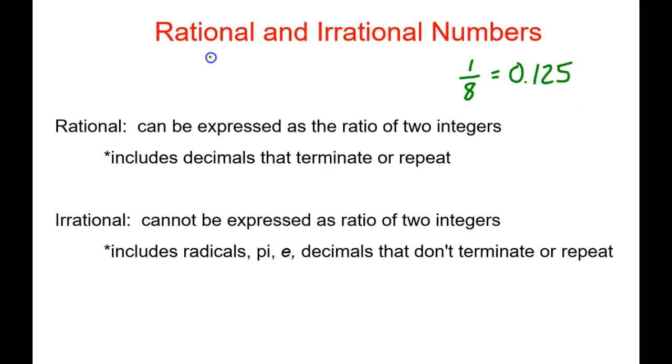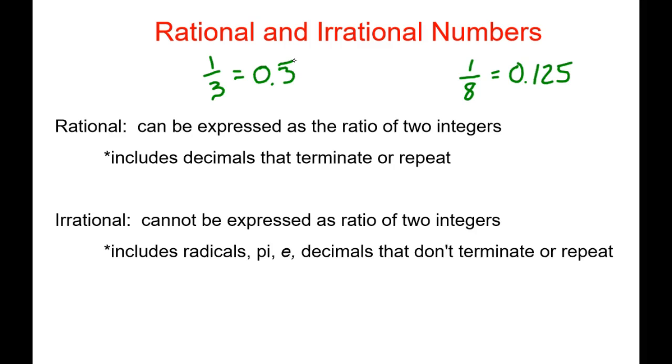If we had 1/3, we know that's an integer over an integer. That is still a rational number. We would express that as 0.3 repeating. That's a decimal that repeats. So by definition, that is still a rational number.